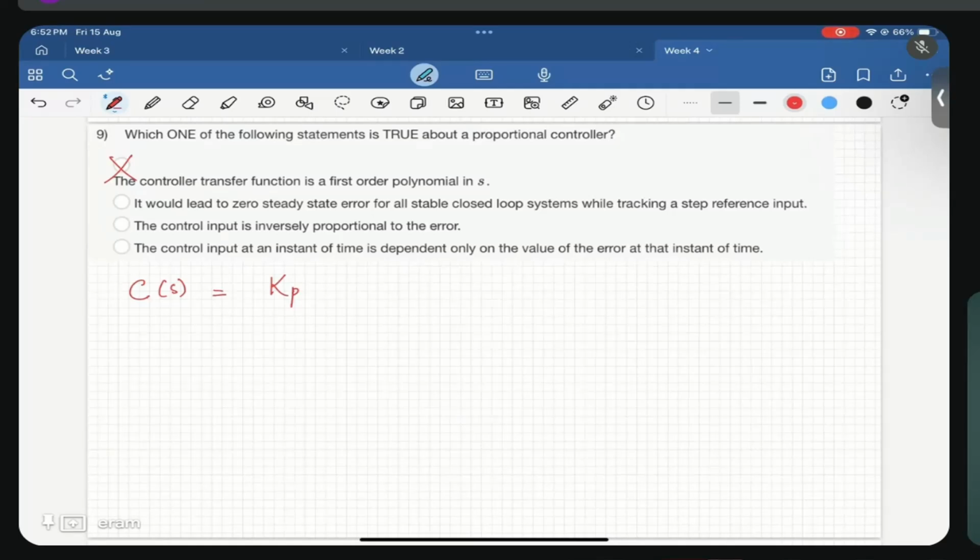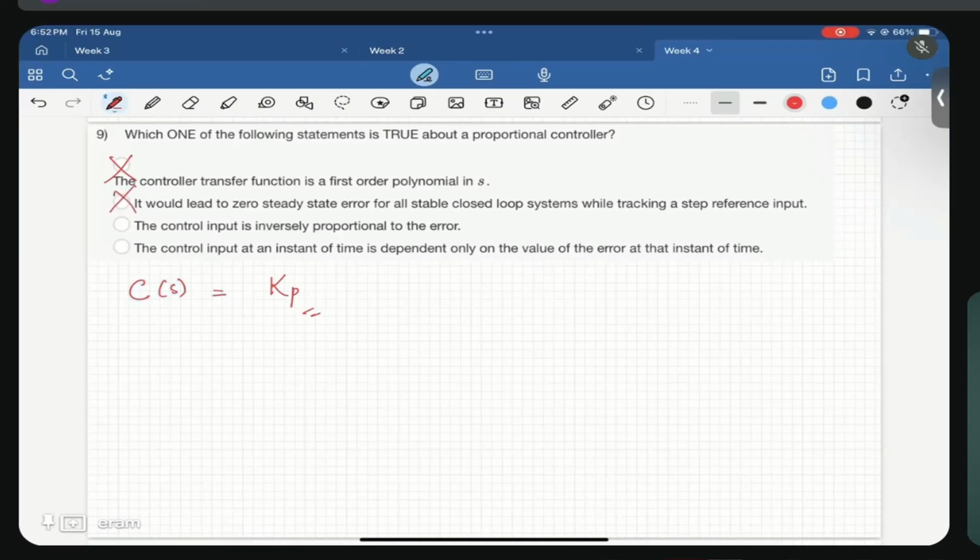Yes, because in that case, there will be scaling with respect to this gain. You may not settle to zero steady state error value. For step reference input, 1 is the reference value, but you may not settle to 1 because you have this gain kp, right? So this option is also not correct.